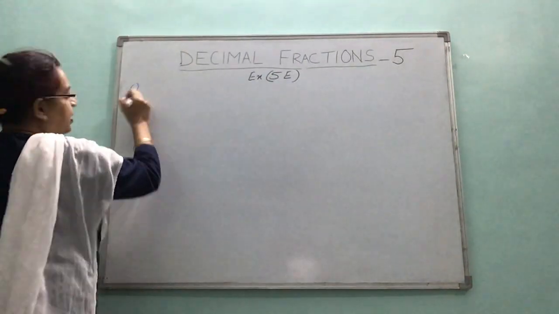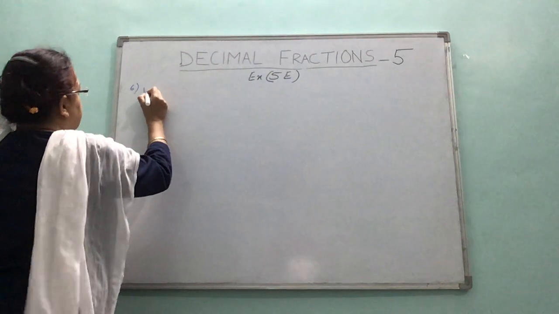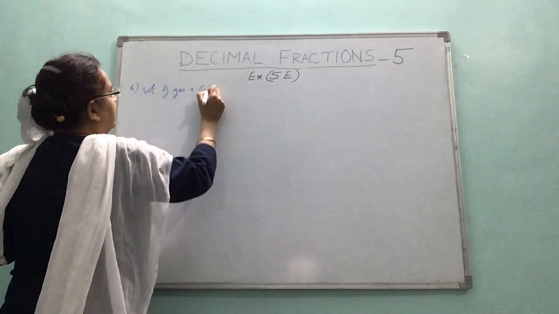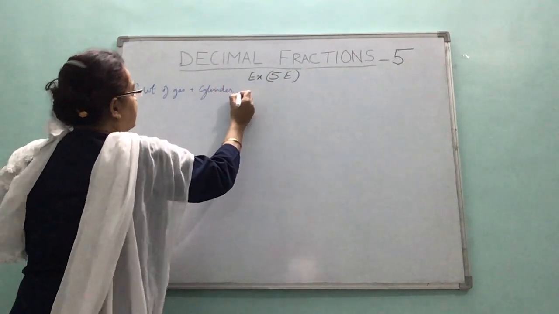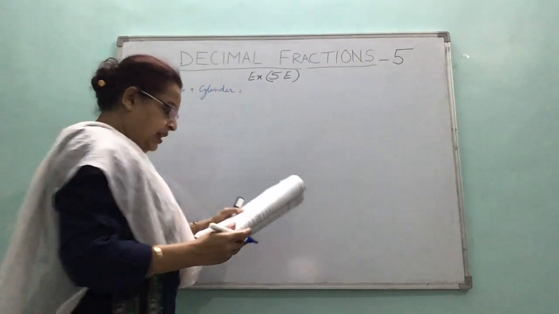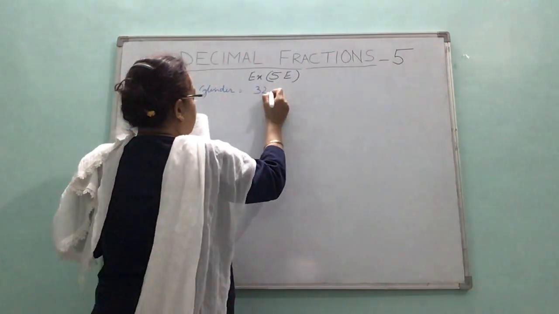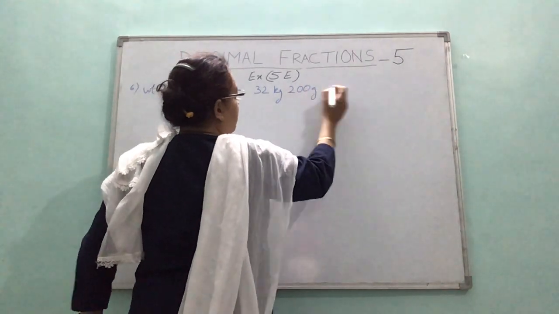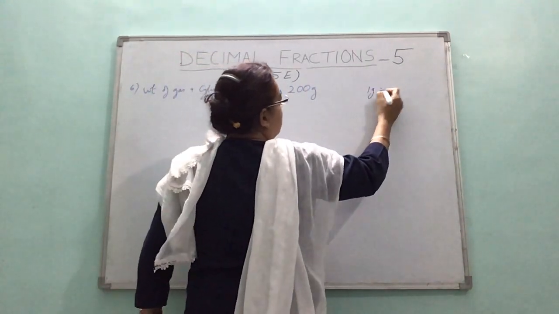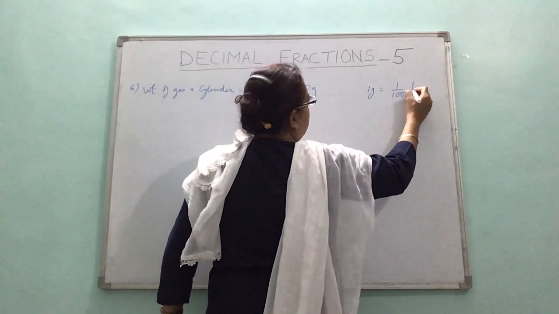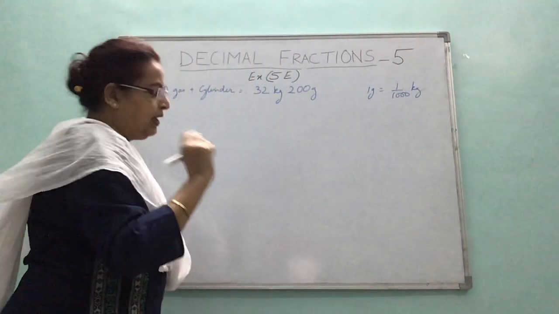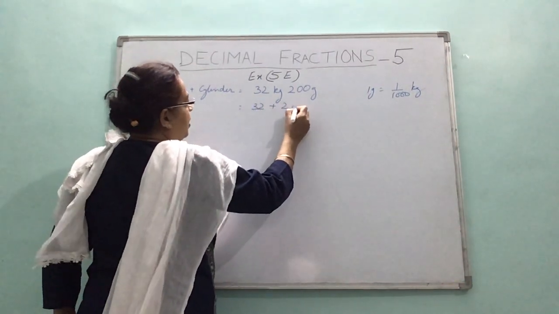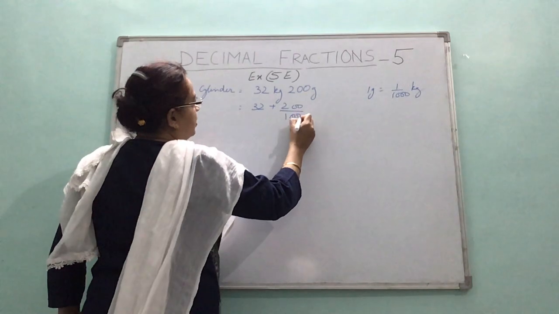Okay, so I'll write a small statement. Weight of gas plus cylinder. That means empty cylinder plus gas. Okay, is how much? 32 kilograms and 200 grams. Now remember, children, remember 1 gram is 1 upon 1000 kilogram. This is what I have told you in my class. So it will be written as 32 plus 200 upon 1000.